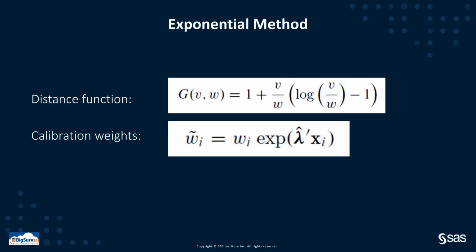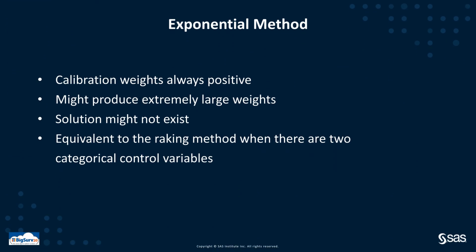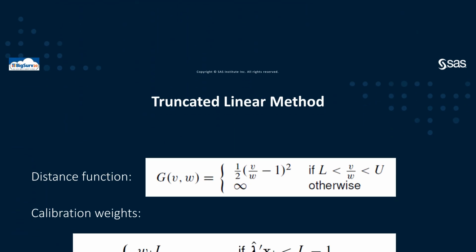The second method is called the exponential method, which uses the Kullback-Leibler information distance function. It can be solved by an iterative process such as Newton-Raphson optimization. Although the exponential method can ensure positive calibration weights, some weights can be relatively large compared to the rest of the weights. Worse, the solution might not even exist. A special case is when there are two categorical auxiliary variables used in the calibration. The exponential calibration method is equivalent to the traditional raking procedure.